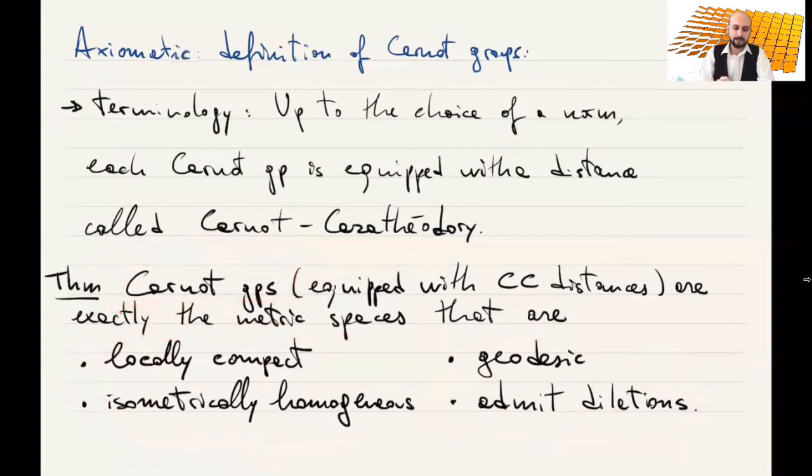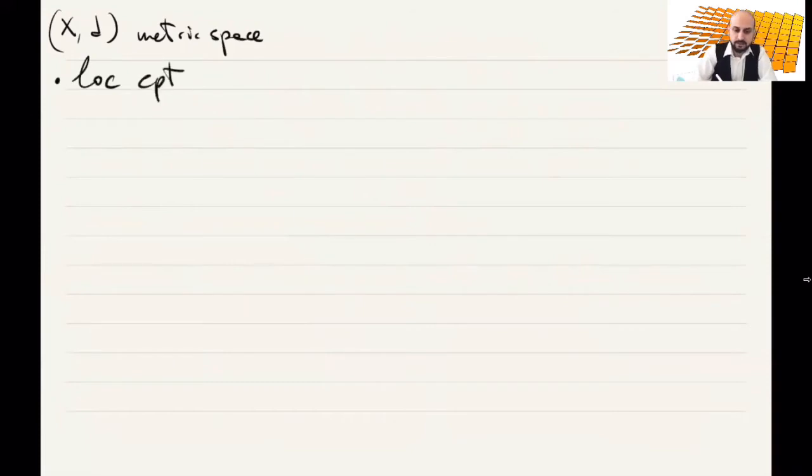Okay, let's discuss these 4 properties because they're very simple. Let's clarify what the properties are. So suppose you have a metric space, a set with a distance, then this is locally compact. This is the same as saying for all x in X, there exists a compact neighborhood of x in X. Okay. Locally compact.